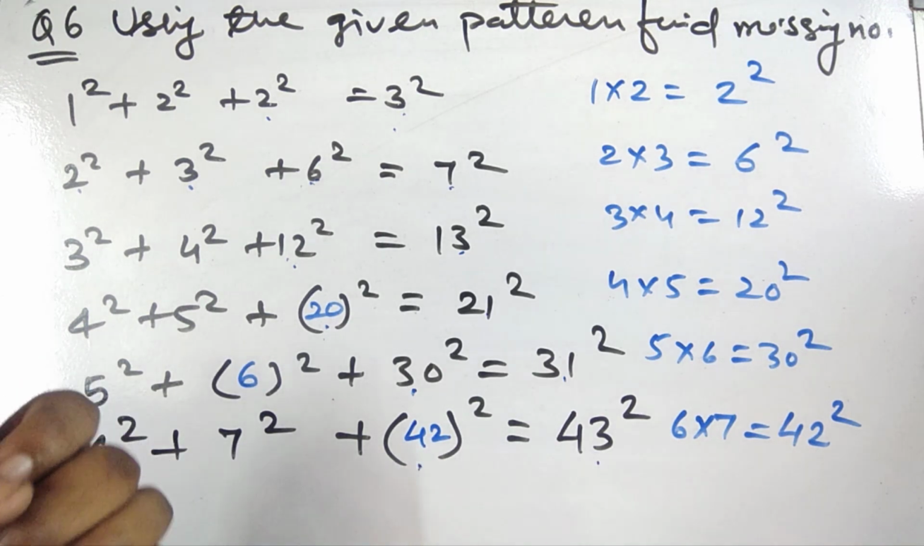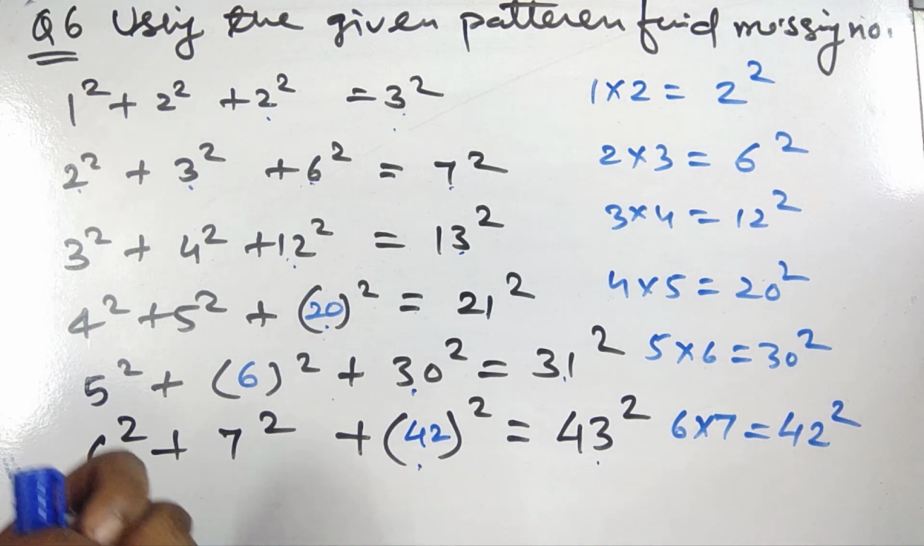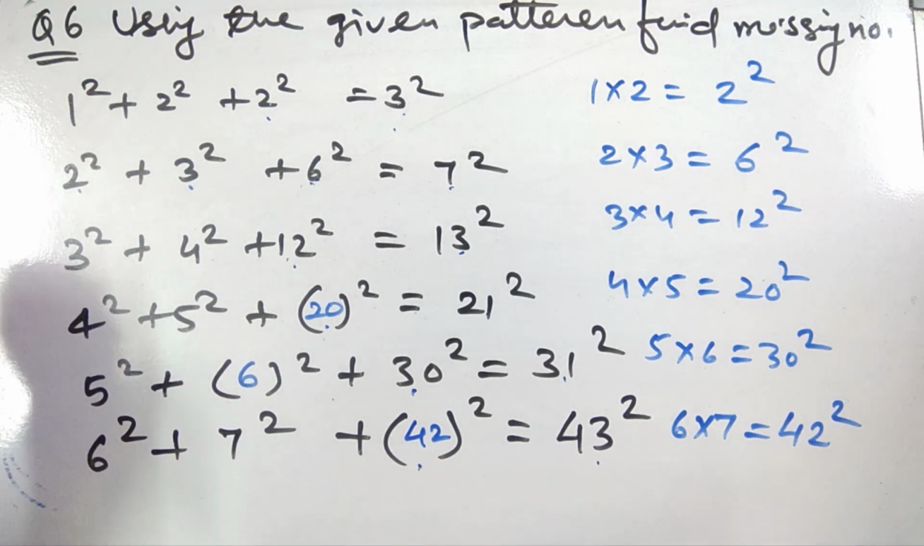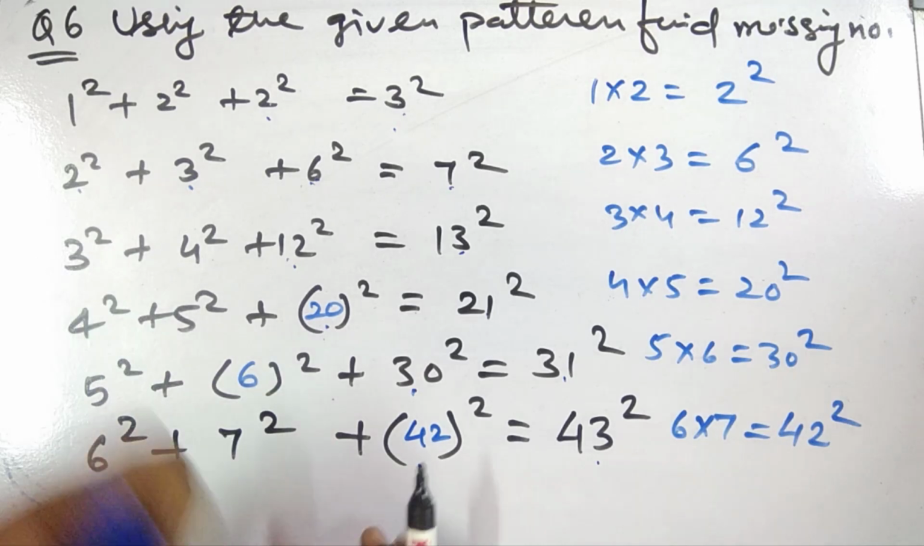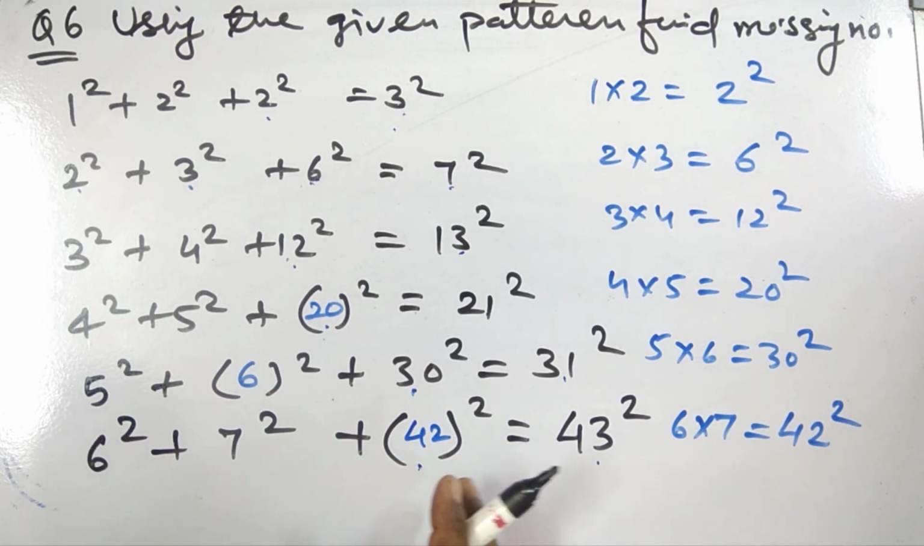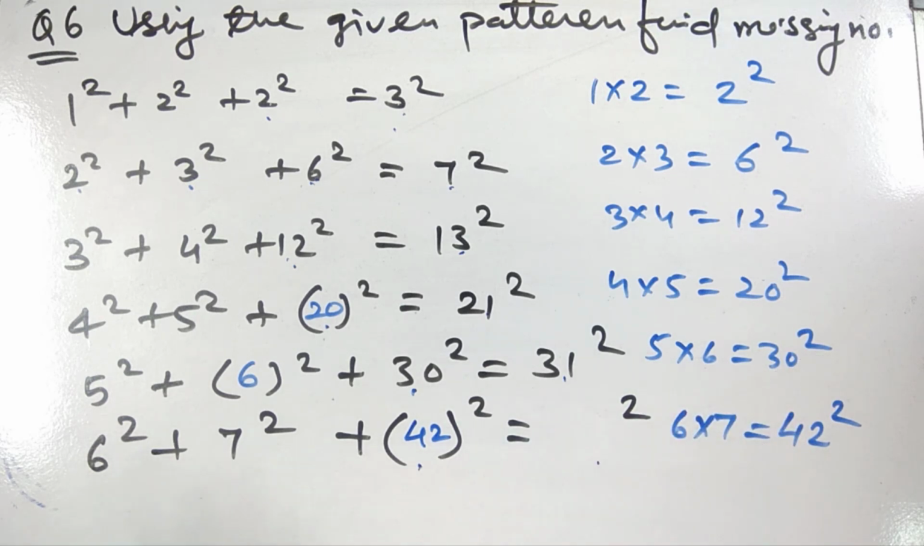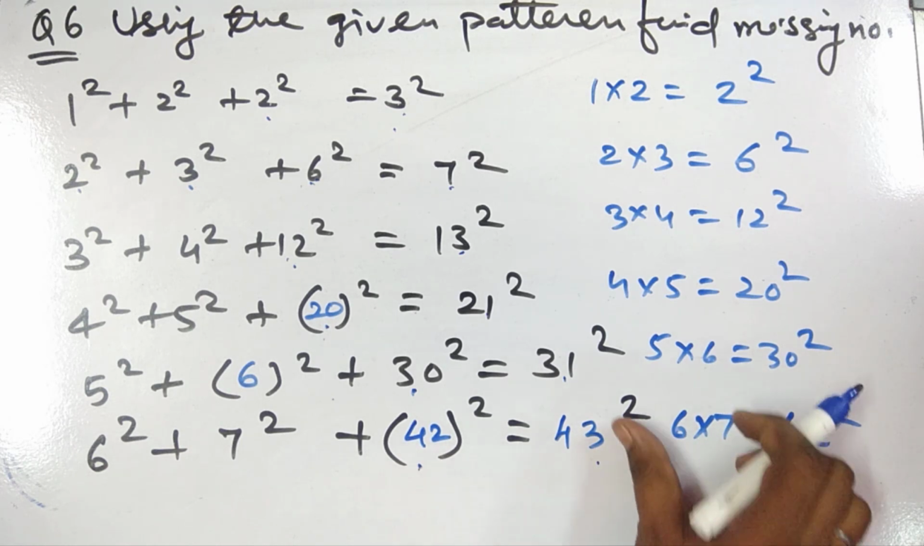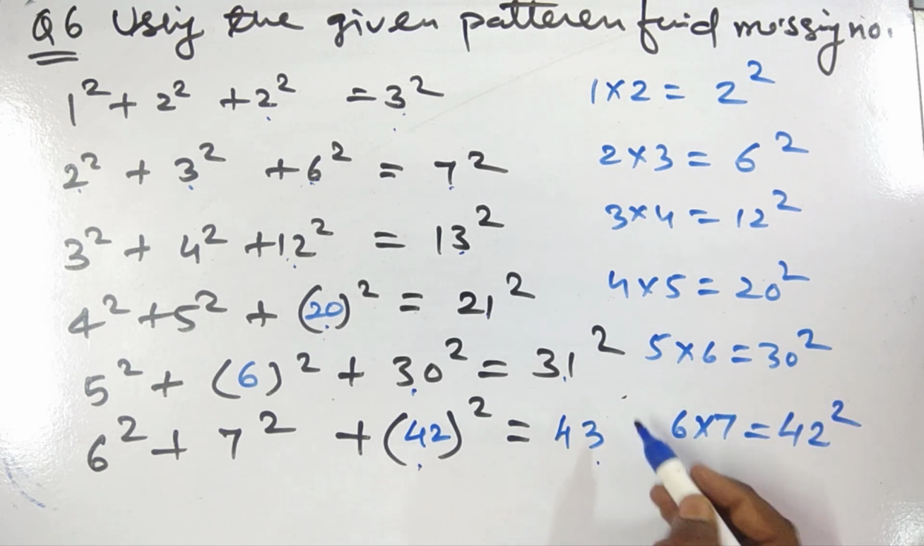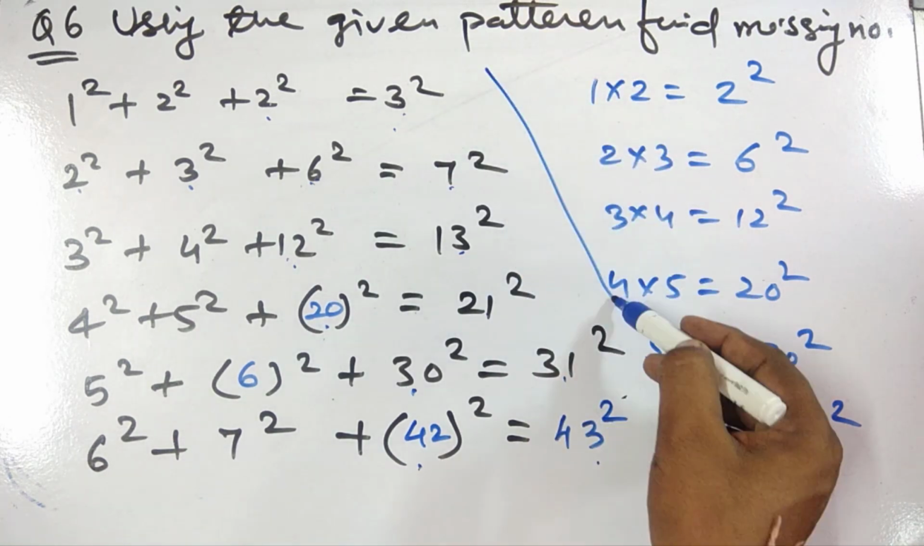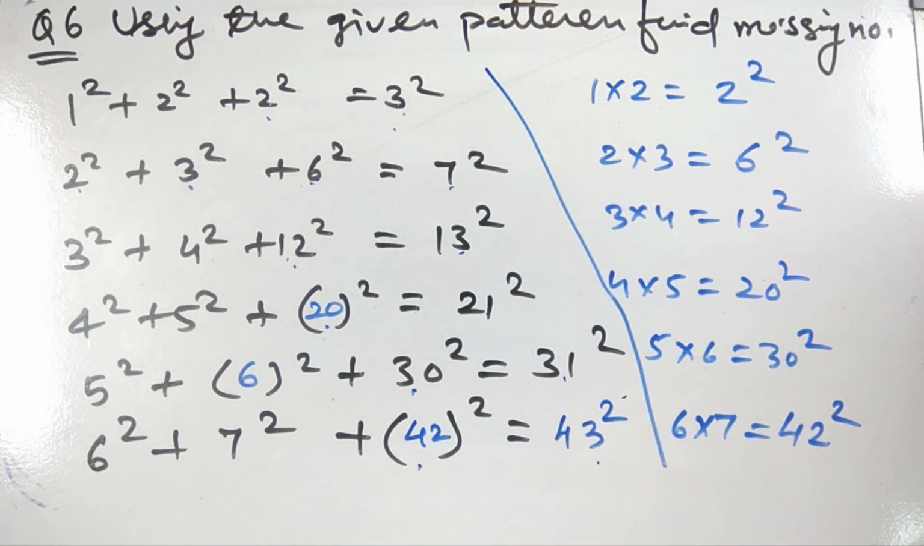So this is the answer, student. 6 square plus 7 square plus 42 square is equal to 43 square. So we had to fill both blanks, students: 42, then 43 square. So this is the solution of question number 6th one, student. Next student, question number 7.